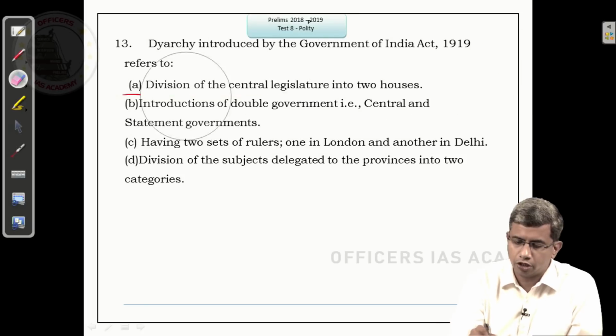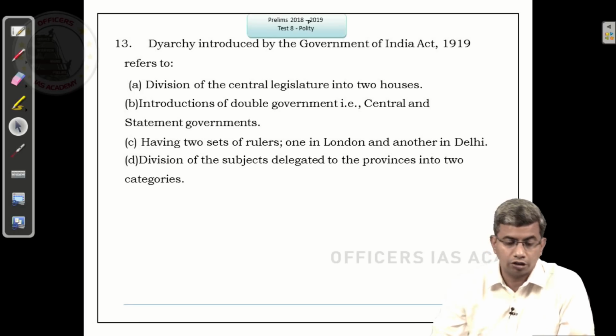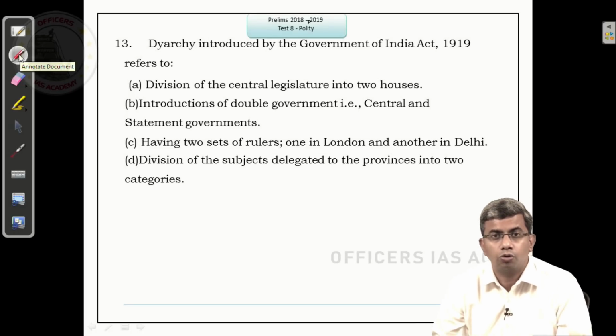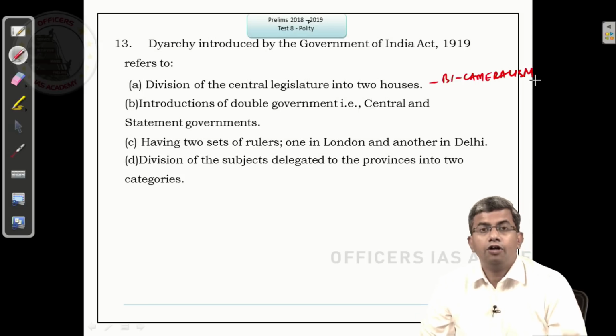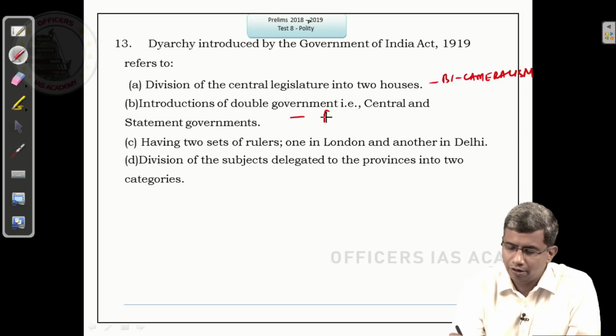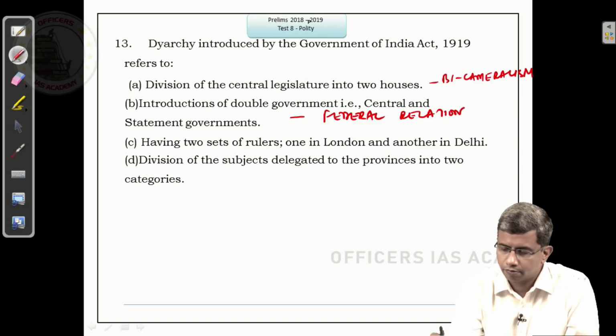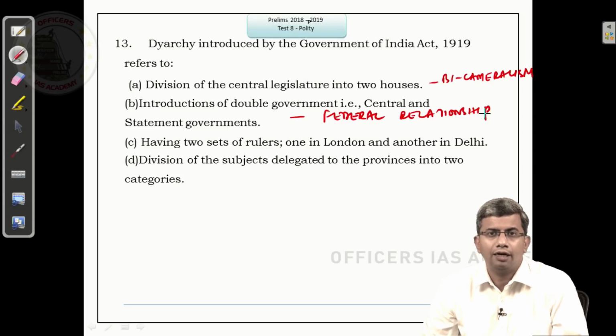Moving on, diarchy introduced by the Government of India Act refers to division of central legislature into two houses. What is division of central legislature or division of legislature into two houses called? It is called bicameralism. Introduction of double government, that is central and state governments, is actually called a federal relationship. Having two sets of rulers, one in London and another in Delhi, again, has got nothing to do with diarchy.